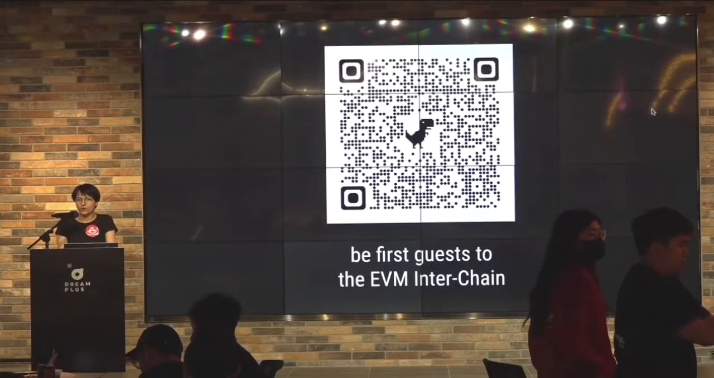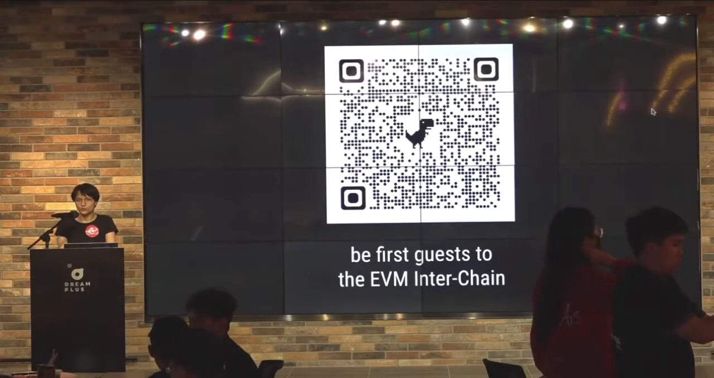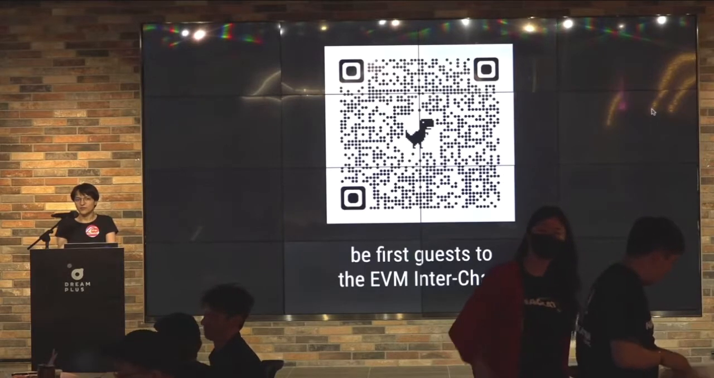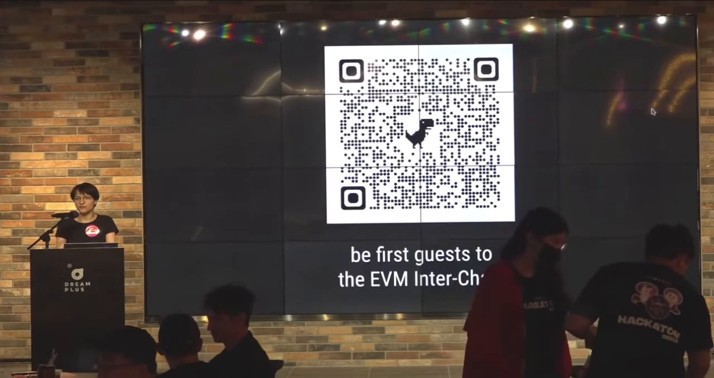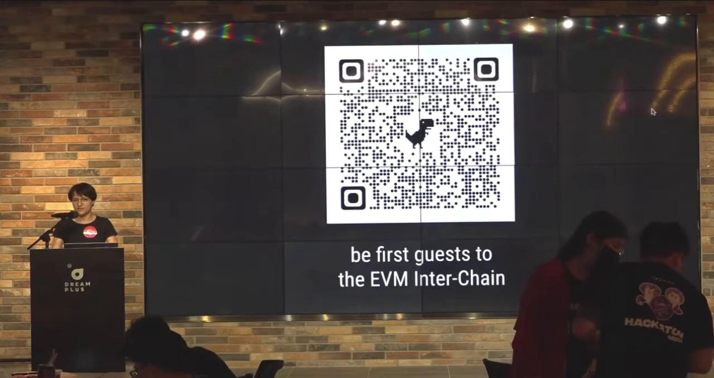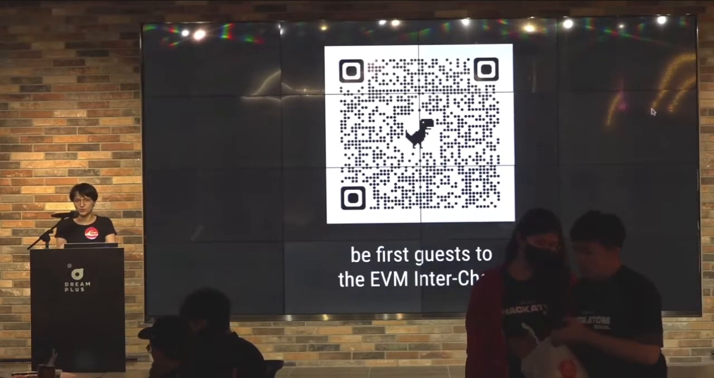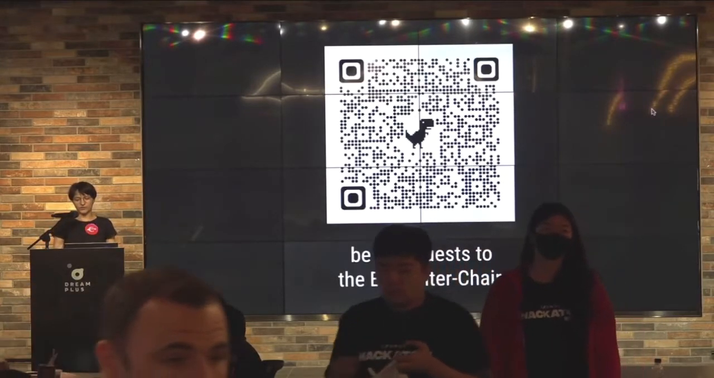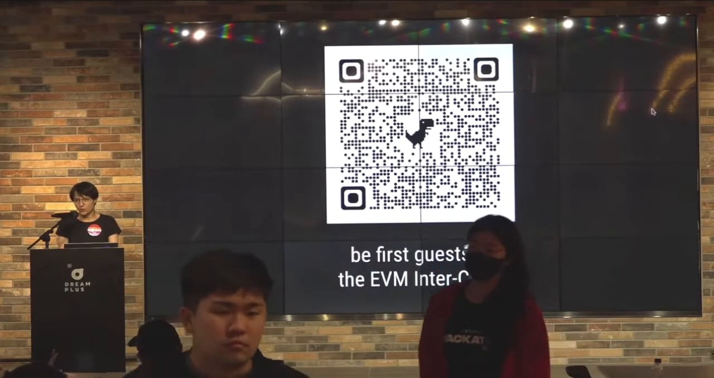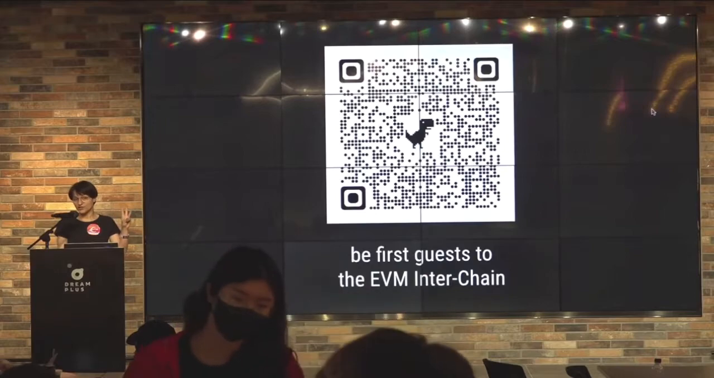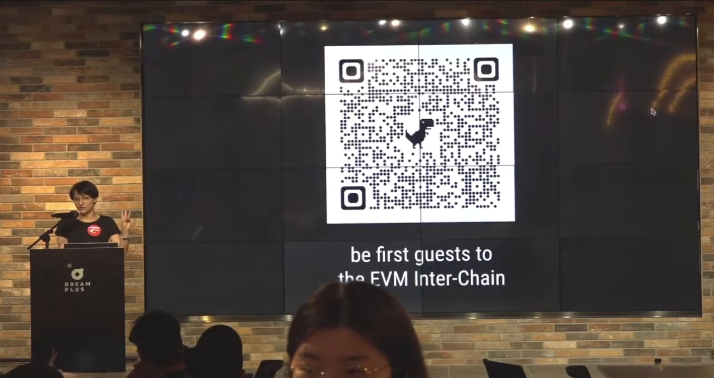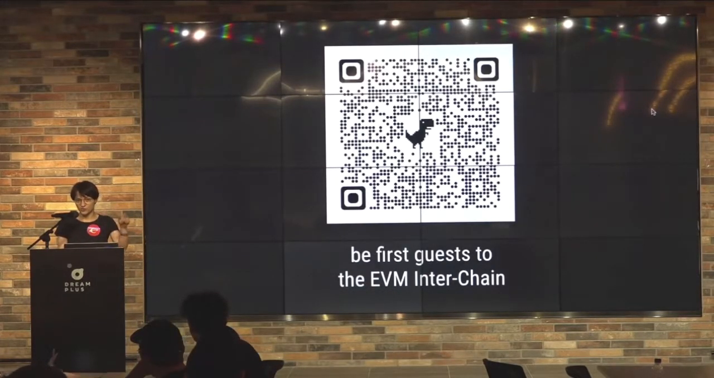So this QR code is for people who want to register to try the first interchain EVM bridge, so interchain transactions through the EVMs, through smart contracts that you can write in Solidity. And this is how you can get tokens. I have 3 chains, you'll get tokens for all 3 chains to be able to send transactions between these chains.